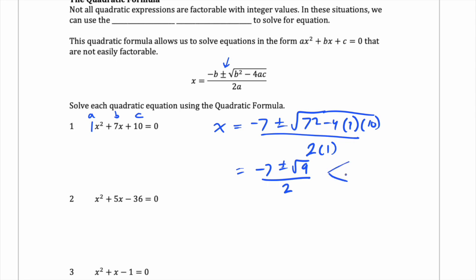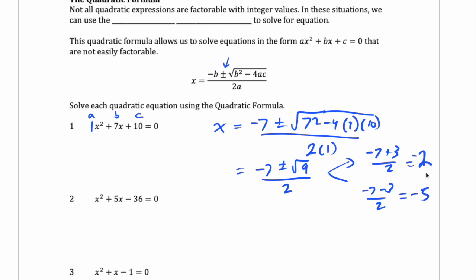And root 9, you can actually do that. So you get 2 solutions. Negative 7 plus 9 over 2, negative 7 minus 9 over 2. Root 9 is 3, obviously. So we get negative 7 plus 3 is negative 4 divided by 2 is negative 2. And this gives you negative 10 divided by 2 is negative 5.